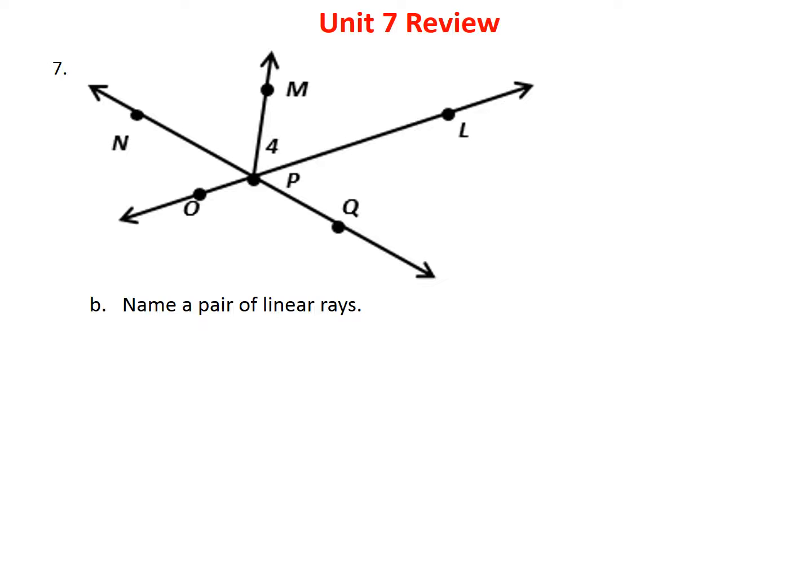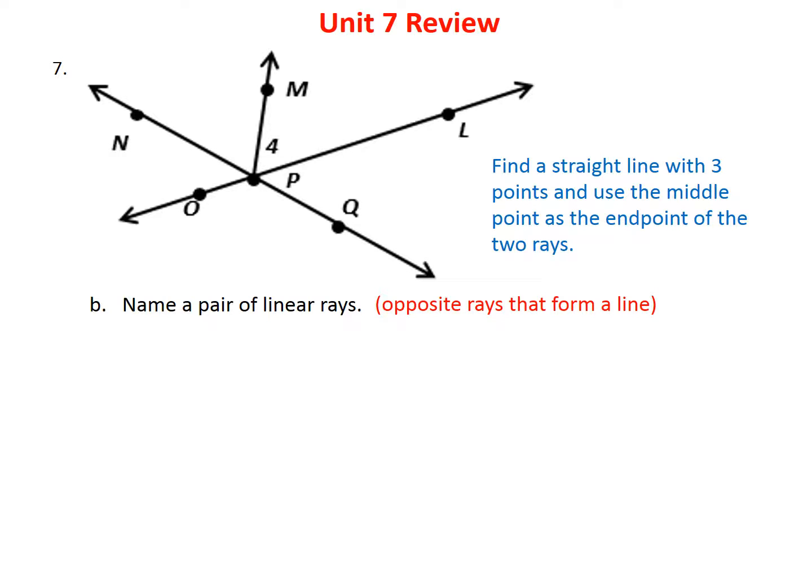Problem 7b asks us to name a pair of linear rays. This is actually not a good term. What we really mean here is name me a pair of opposite rays. Remember that 2 opposite rays form a straight line. So what we need to do is just find a straight line with 3 points, and we'll use the middle point as the endpoint of the 2 rays. Here's a ray starting at P going that way and going that way. Notice they form a straight line. So my answer here is PO and PL.